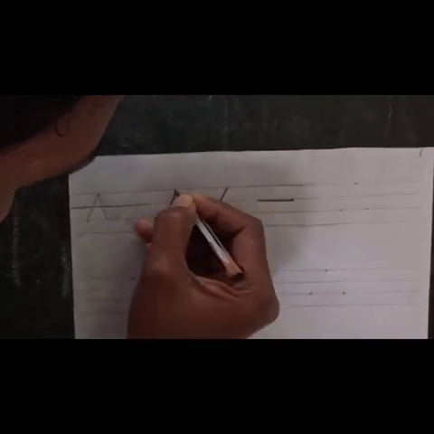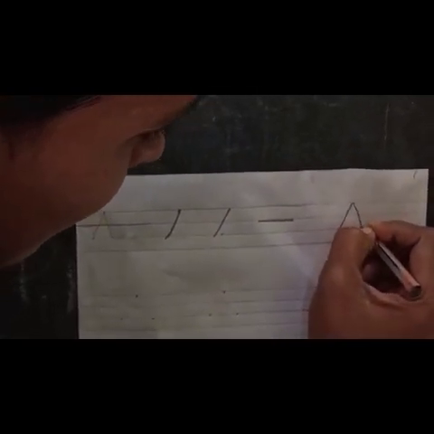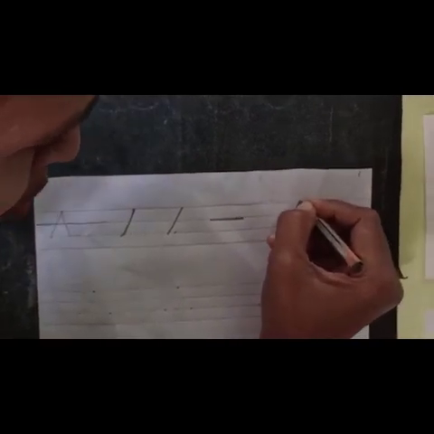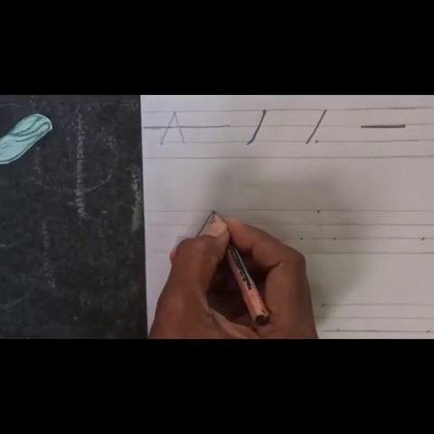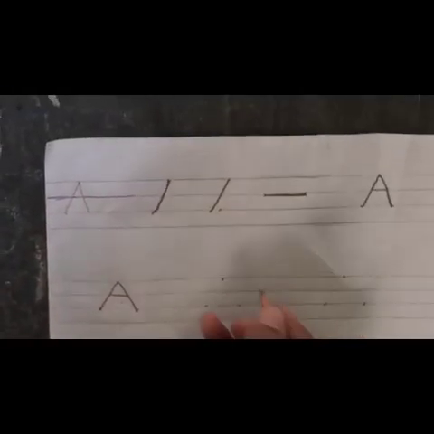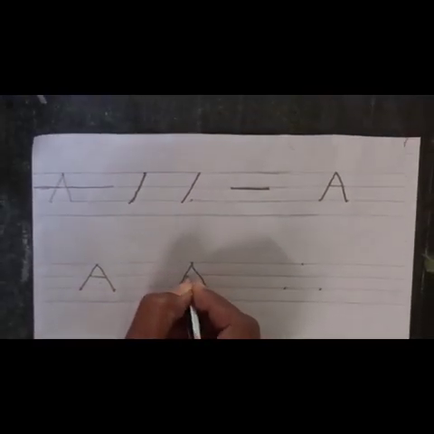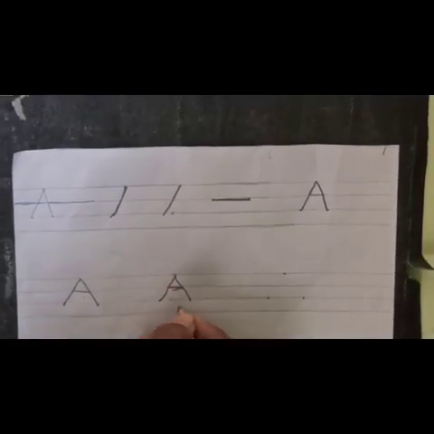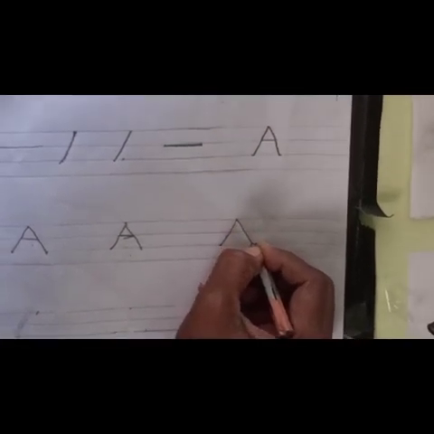Slanting line. Slanting line. It's making A. Slanting line. One more slanting line. And sleeping line. Okay? See again. Slanting line. Slanting line. A. A for angel. Okay? Slanting line and one more slanting line. This sleeping line. Let's make A. Slanting line, slanting line and sleeping line.